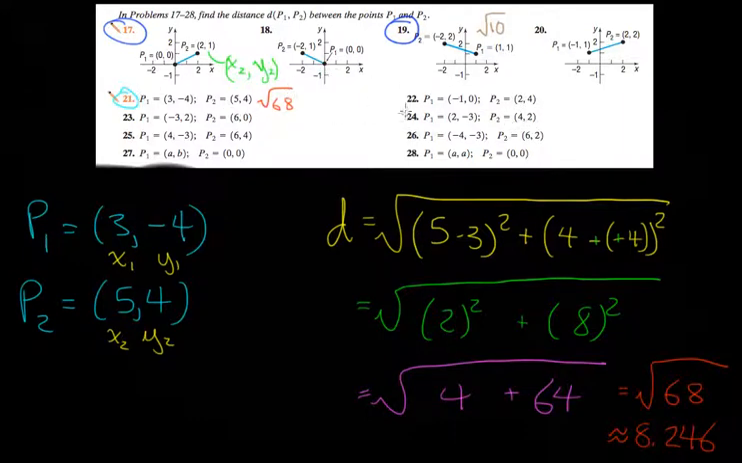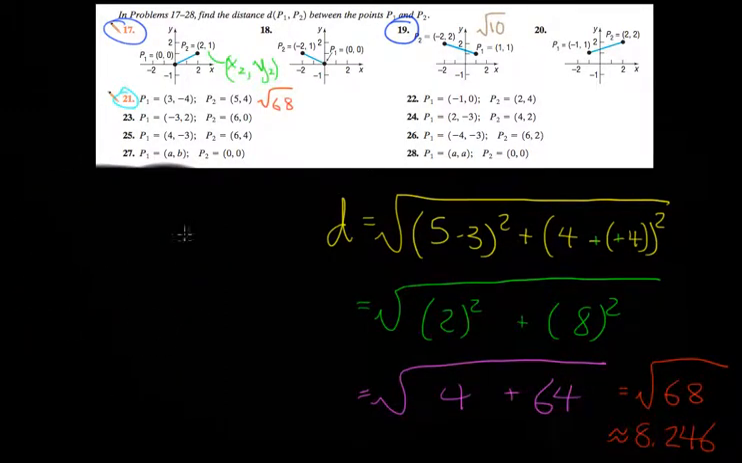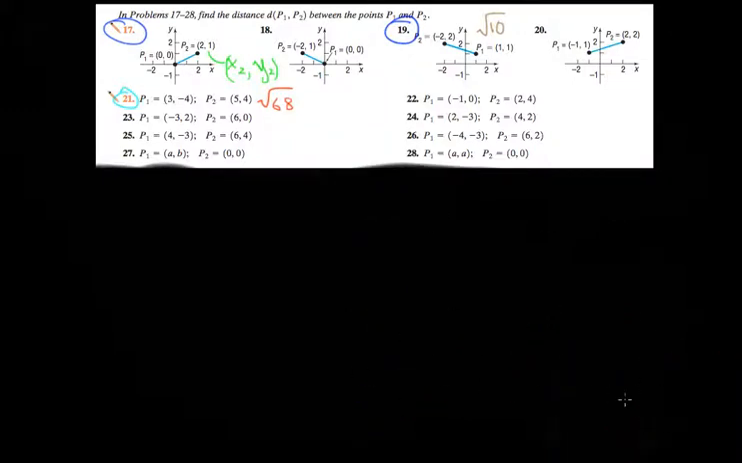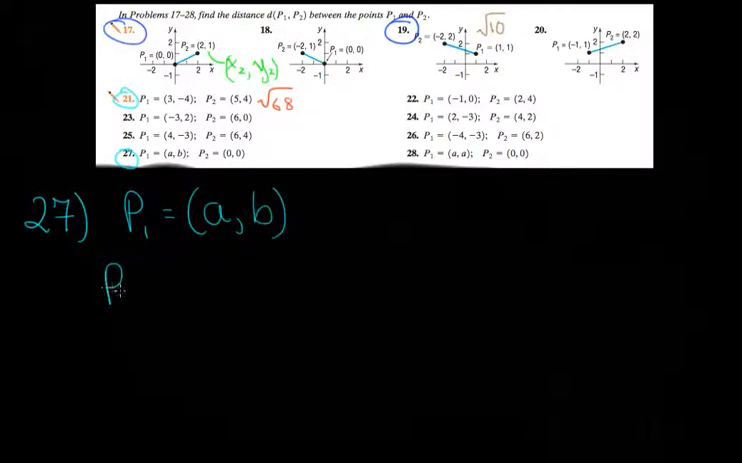Okay, I think you get the gist of how to do it for the rest of these, but you might be looking at 27 and 28 and be like, what the heck? Why are there variables in there? It's not too hard, so I'll do one of those for you. So 27. It says P1 is equal to a, b, not numbers, some random variables, and P2 is 0, 0. Well, the distance formula, let's just say that this is x2, and this is y2, and this is x1, and this is y1, and it doesn't matter. This could be x1 and y1, this could be x2 and y2, I just randomly chose this to be x2 and y2.